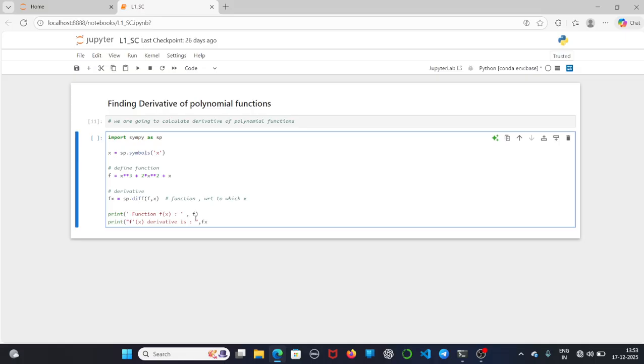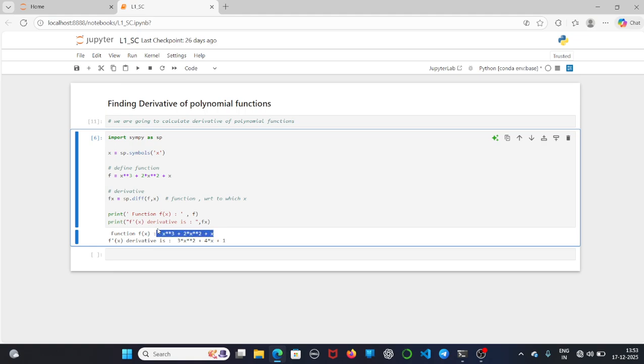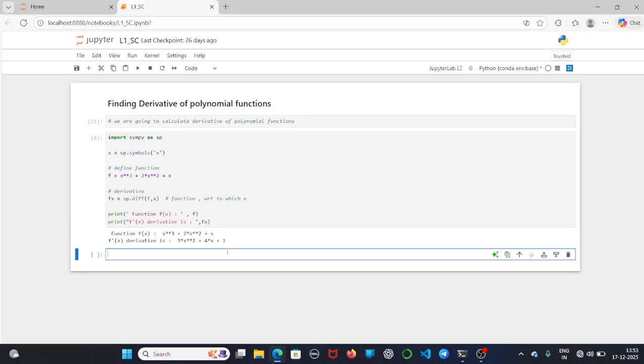Fx is the derivative. Now if I press shift enter and run this program, what I found is that f of x is this and its derivative is this, right? You can calculate by hand that this is the derivative of this function, right? So the second program we are going to see is finding the slope of a tangent.